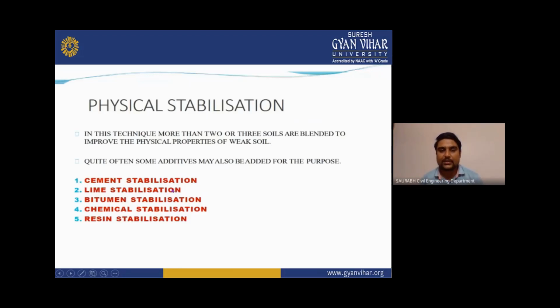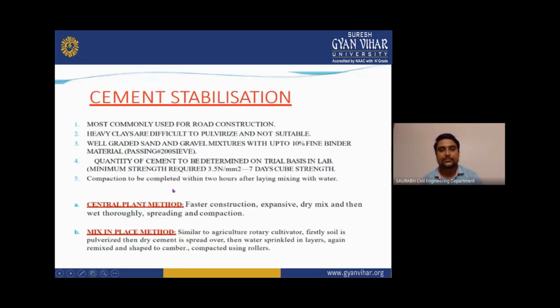Here is physical stabilization. In this technique, two or three soils are blended to improve the physical properties of weak soil. Quite often some additive may also be added for the purpose of cement stabilization, lime stabilization, bitumen stabilization, chemical stabilization, and resin stabilization. First, we will see cement stabilization, the most commonly used for road construction.